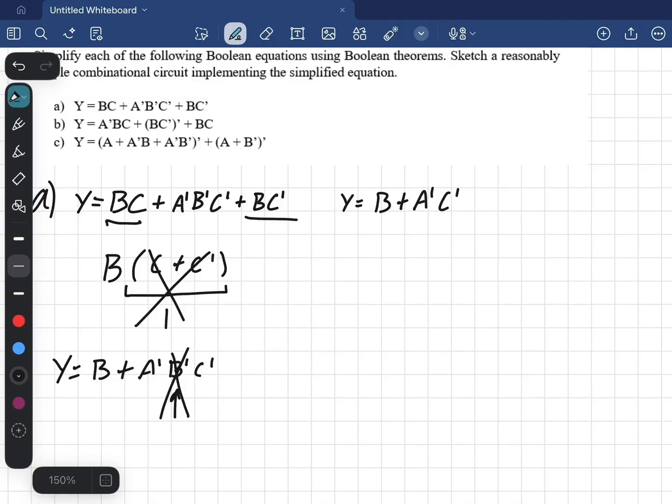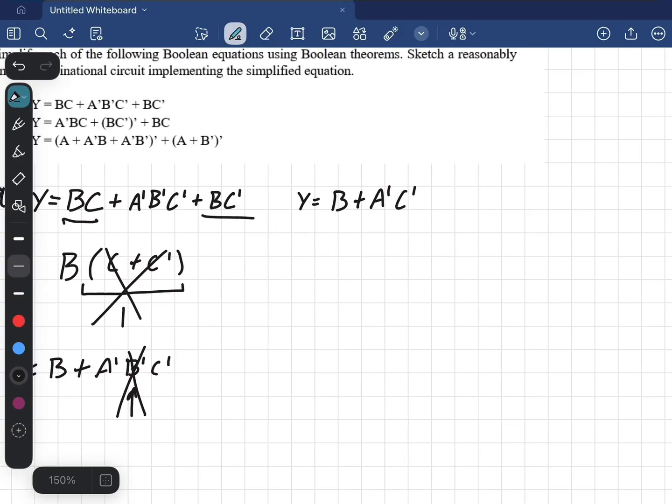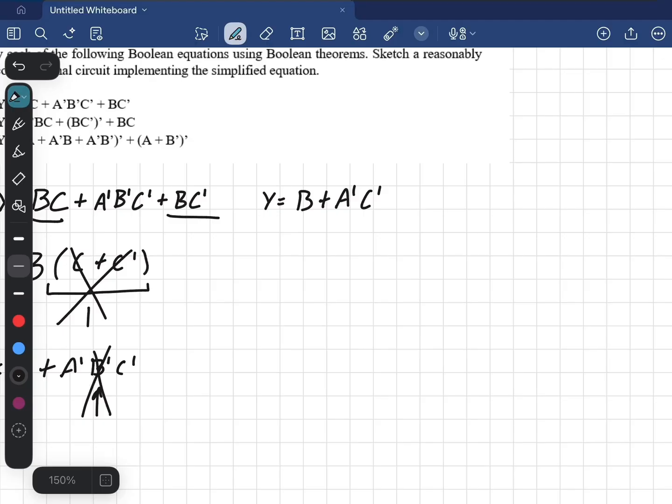From here, we'll sketch a simple circuit diagram. The two variables here, A naught and C naught, will be going through an AND gate, so we'll write them next to each other. Because the terms have a not operator on them, we'll write the operators like so and then put them through an AND gate.